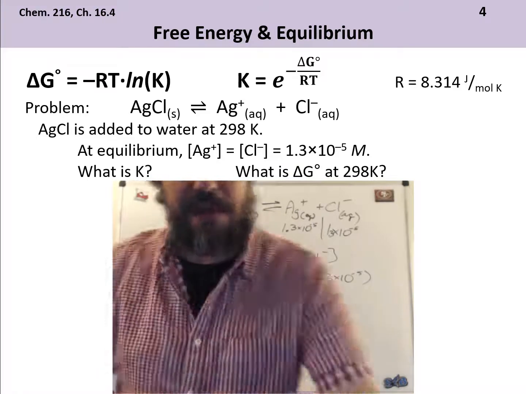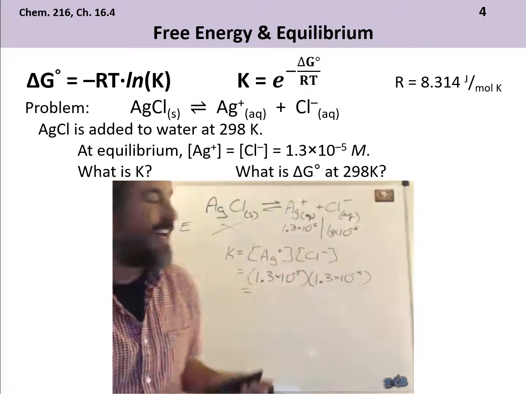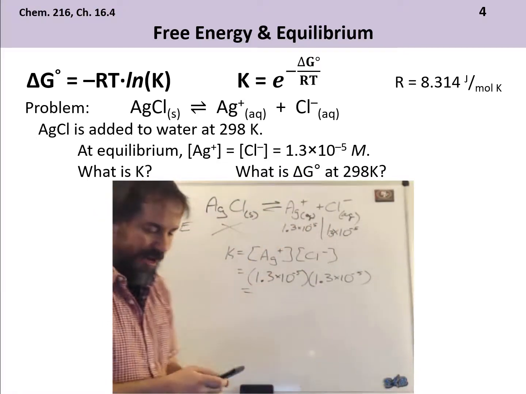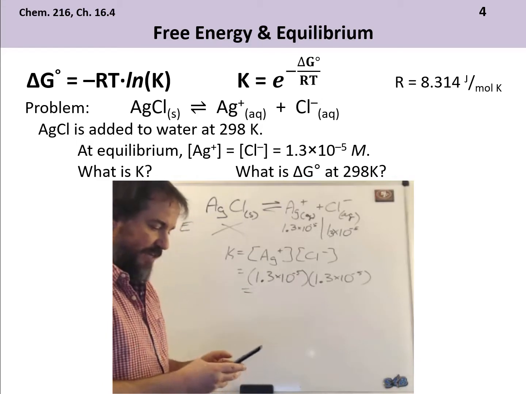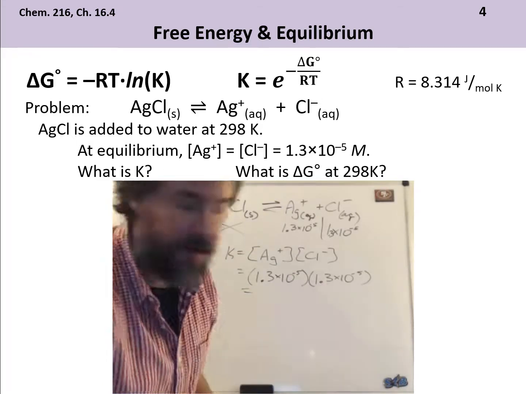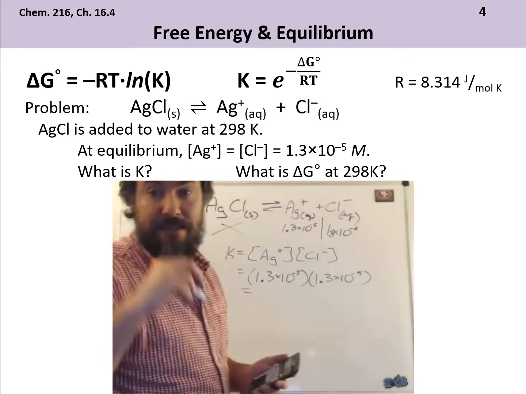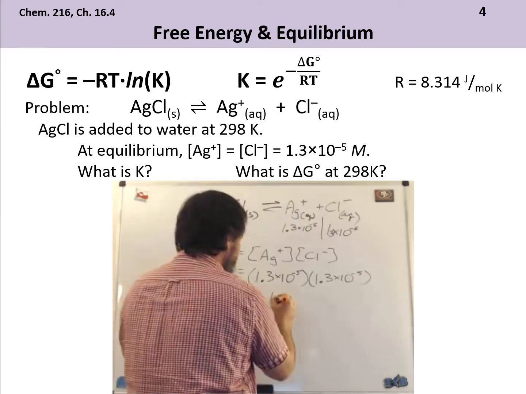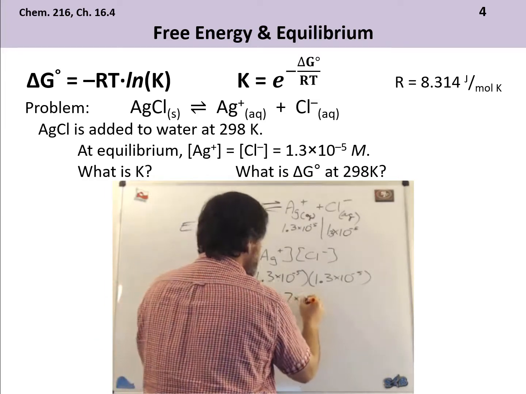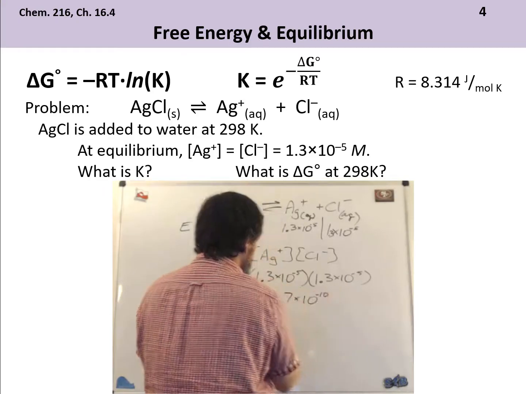Figuring out K and figuring out equilibrium is a lot easier when it tells you the answer, right? Unfortunately, we haven't seen that all the time. All right, so this means that my K is going to be 1.7 times 10 to the minus 10.